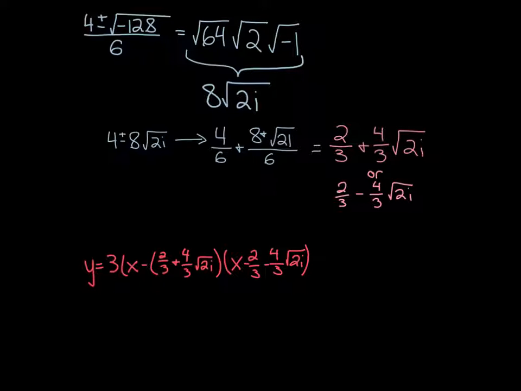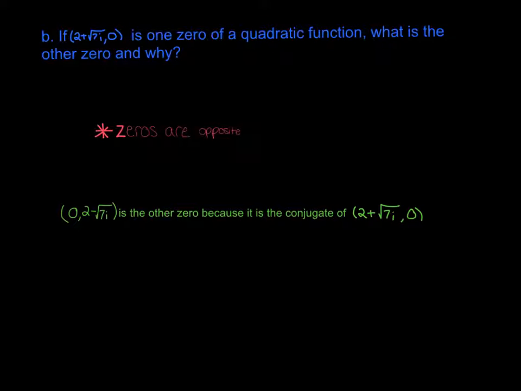Those would be our factors, and then to plug that into an equation, we get y equals 3 times x minus our first factor, and then x minus our second factor. So once we know our first factor, we need to find the other zero, and that's kind of the easy step because the zeros are opposite of each other. So the zero 2 plus root 7i would be 2 minus root 7i because they're opposite.